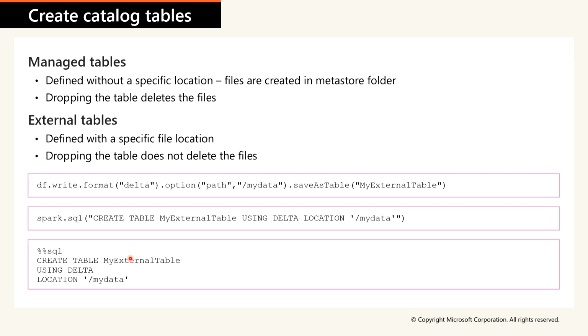We can create a table using Delta, which helps us specify the Delta format, and then with the help of location we make it external by pointing to the existing files. So this is how we define the catalog tables.